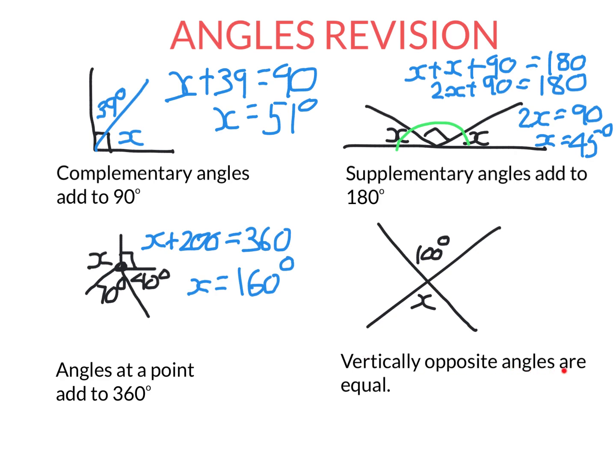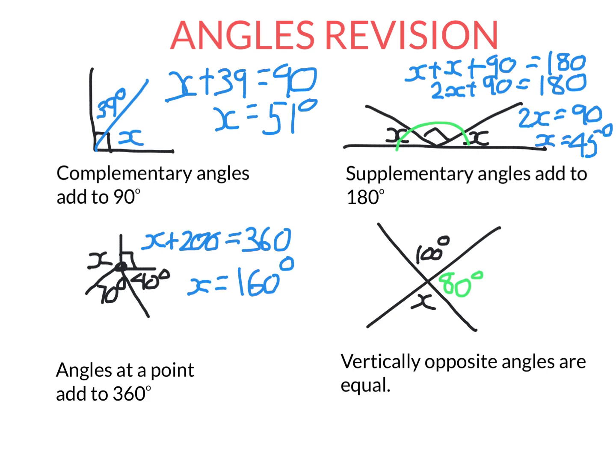So vertically opposite angles are equal. Vertically opposite angles make an X shape. And I'll just go quickly through why that is. See, this angle and this angle here are supplementary. These 2 angles add to 180. So this angle here must be 80 degrees because the angles in a straight line are always 180.